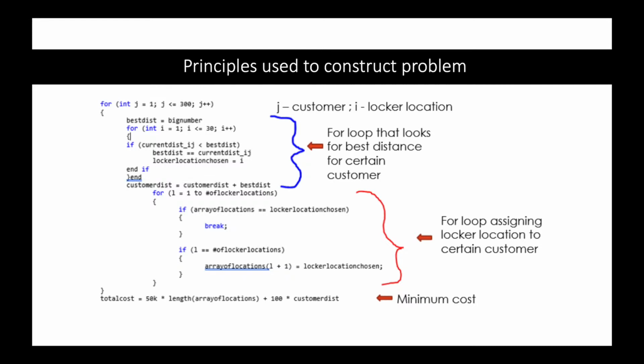And then for the second loop, it'll be assigning the locker location to the certain customer. So it'll be assigning the locker location that is closest to the customer. So then you can put it into the cost function and minimize the total cost of the distance traveled.